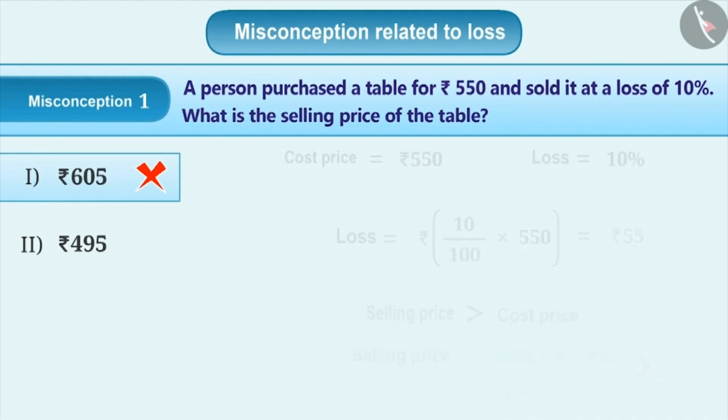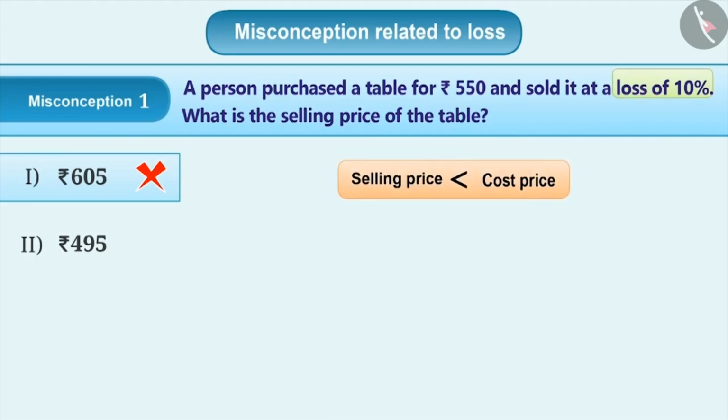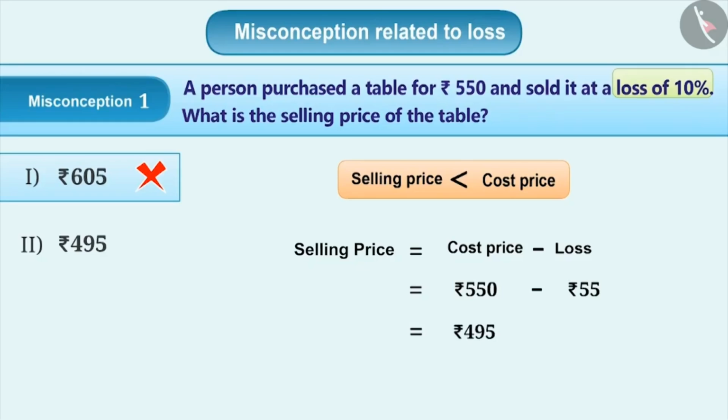The correct understanding is that selling price can be lower than the cost price. In the given example, loss is given. That means selling price is less than cost price. So by subtracting loss from cost price, we obtain the selling price. Therefore, selling price is equal to 550 minus 55, which is equal to rupees 495. So the correct answer is option 2.